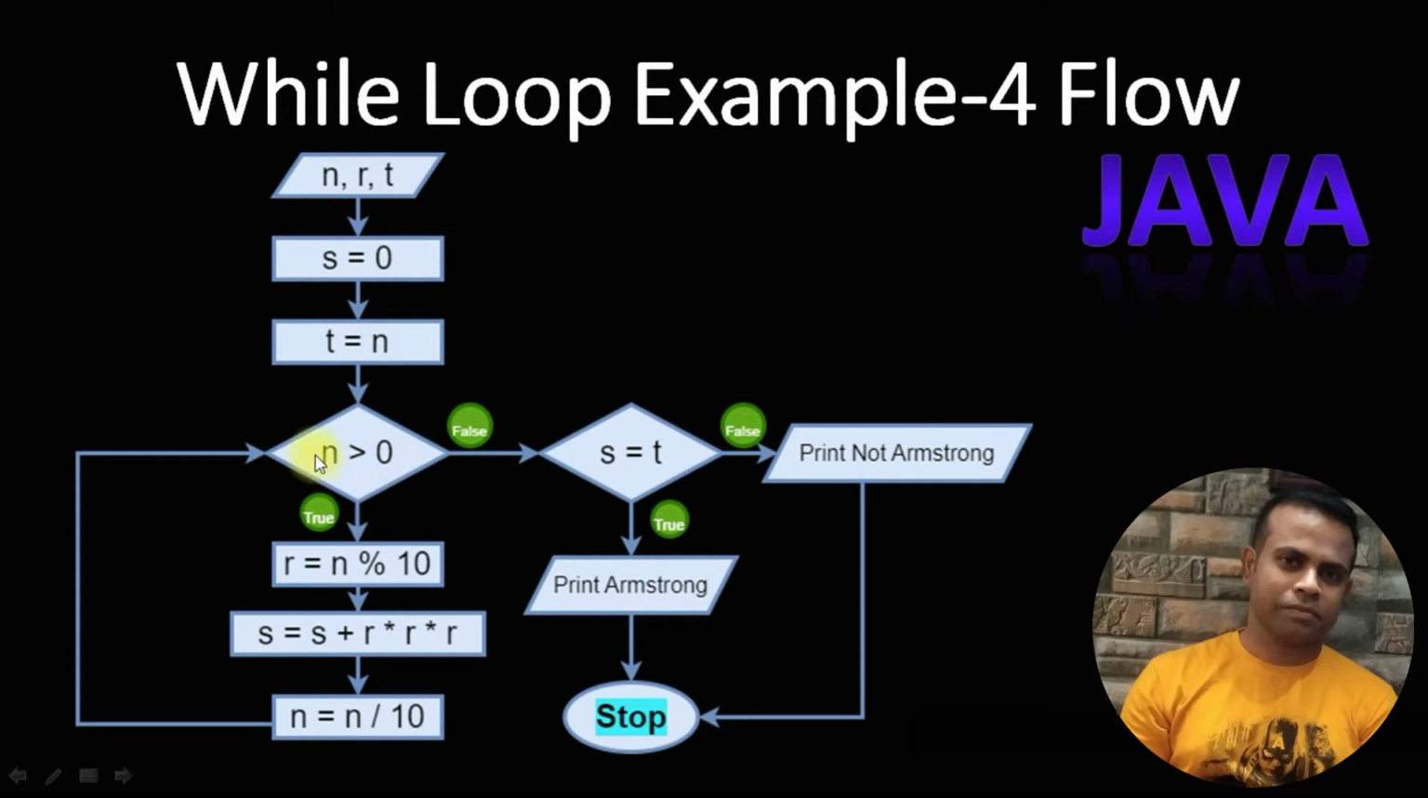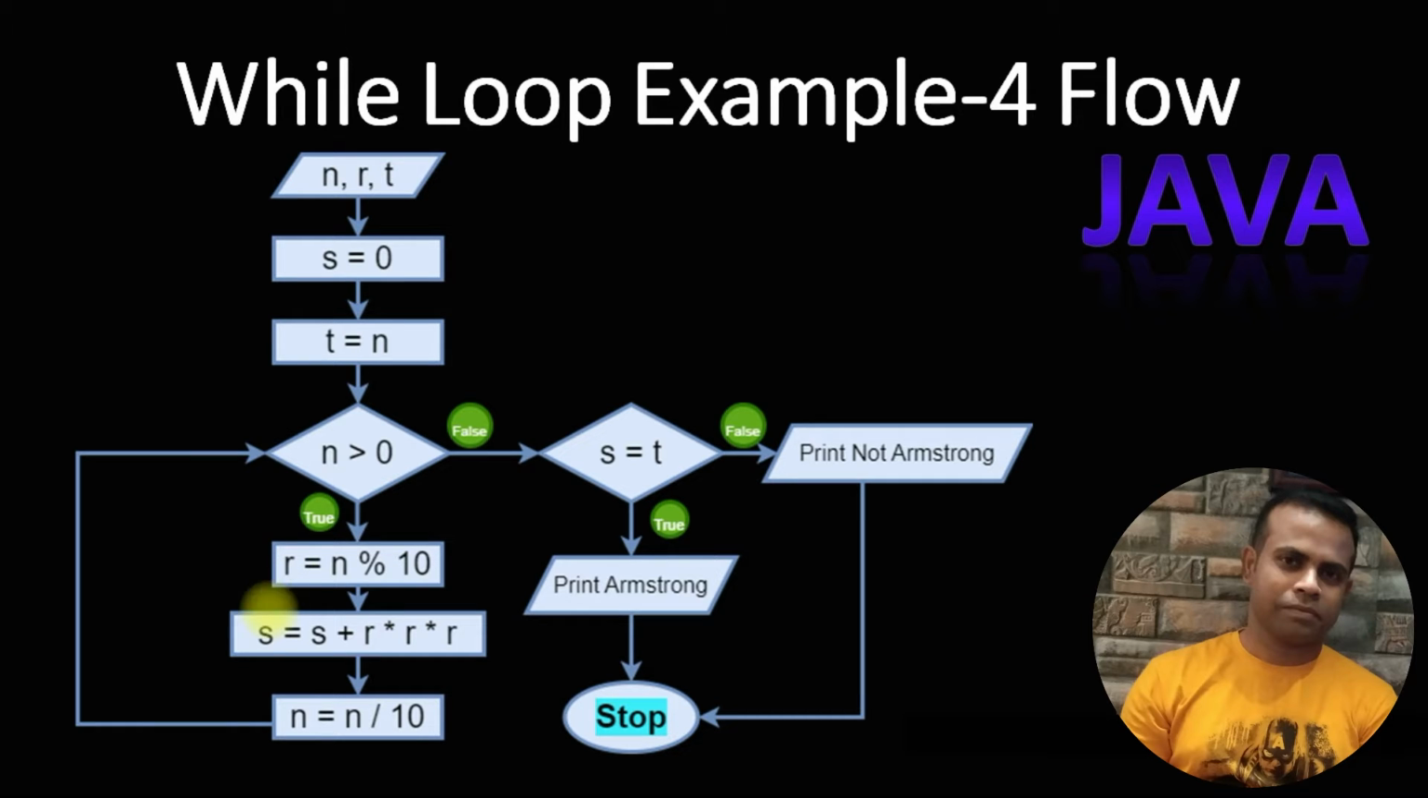Then our loop starts here. First we check if n is greater than 0. If yes, then it will go here and execute these three statements. First we will check the remainder, so r is equal to the number modulo 10. So it will basically check the remainder.